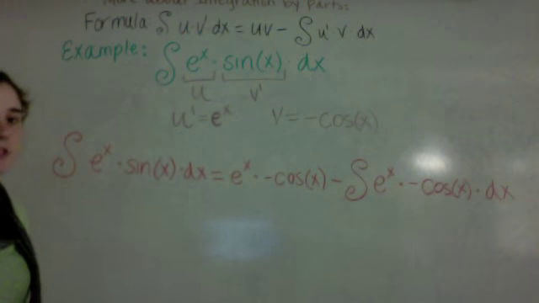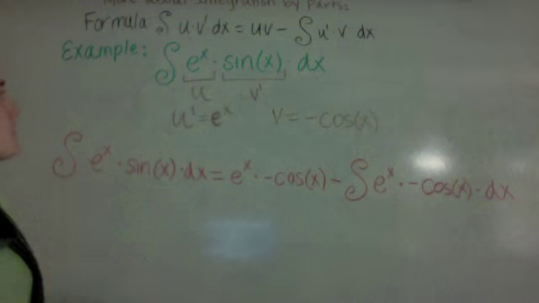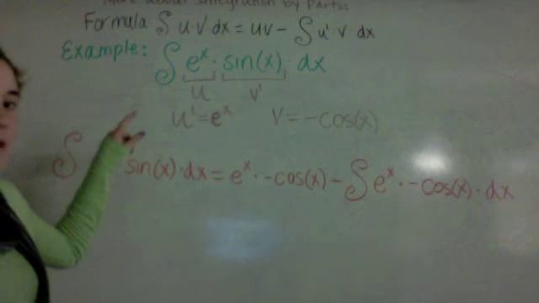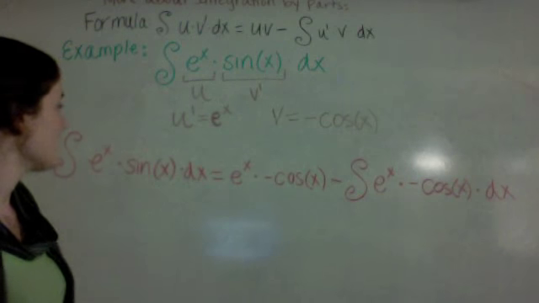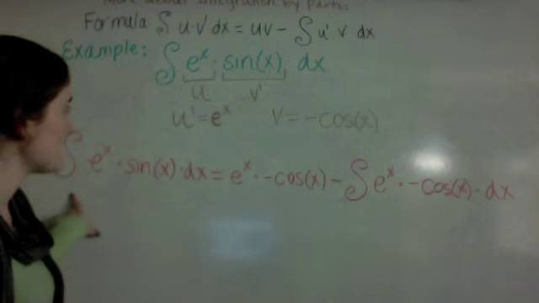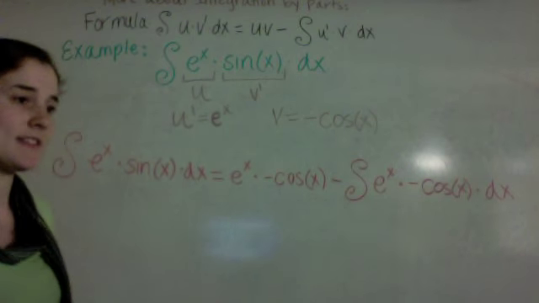So now that I have to redo the problem, I have to rewrite the example and reassign my u and my u prime and my v prime and my v. And now that I have replugged it into the formula, what do I do next?